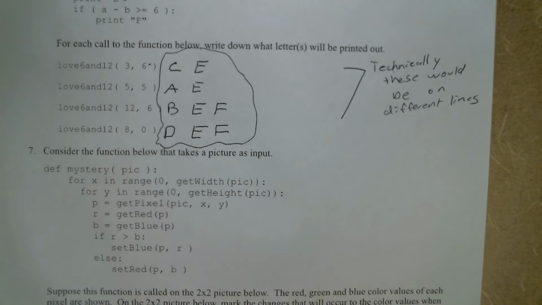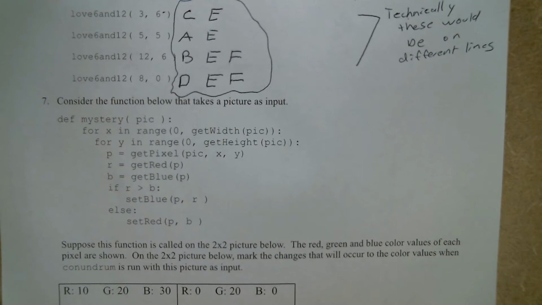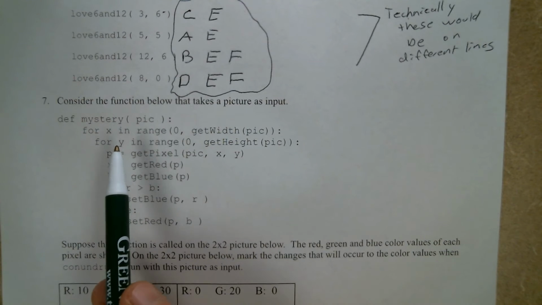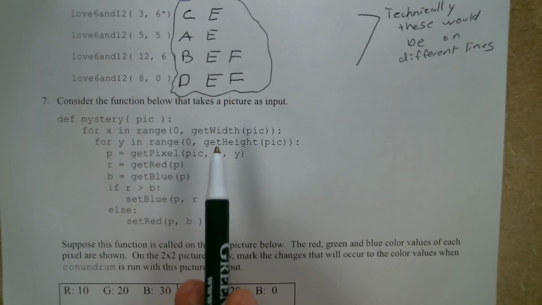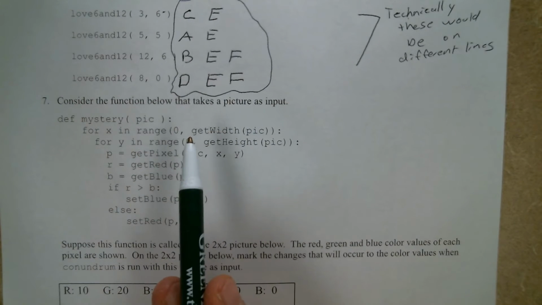All right, number 7. Consider the function below that takes a picture as input. Suppose this function is called on a 2x2 picture below. The red, green, and blue color values of each pixel are shown. On the 2x2 grid below, mark the changes that will occur to the color values when Conundrum is run with this picture as input. So let's take a look and see what it's actually doing. It's using coordinates. So it's going through x from 0 to width and y from 0 to width. So it's looking at the entire picture.